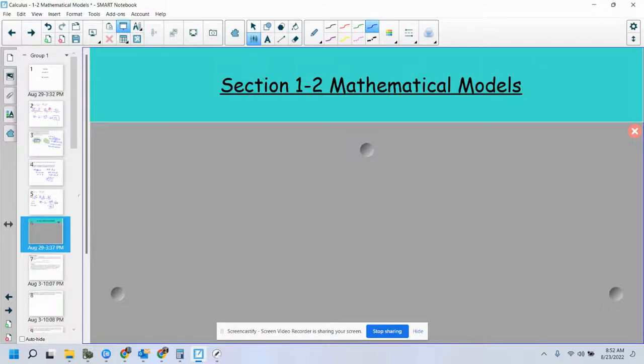All right, welcome back, everybody. This is section 1-2, mathematical models.